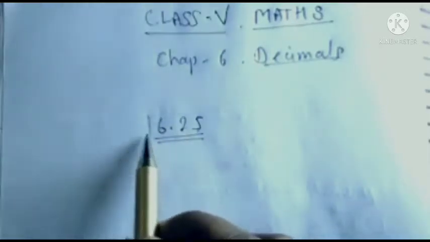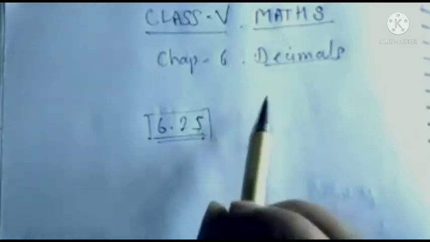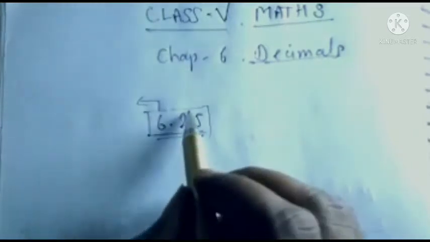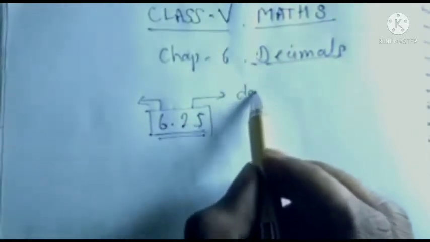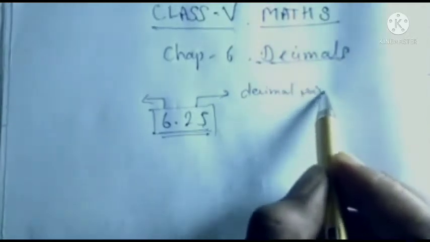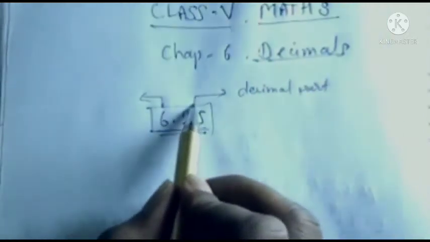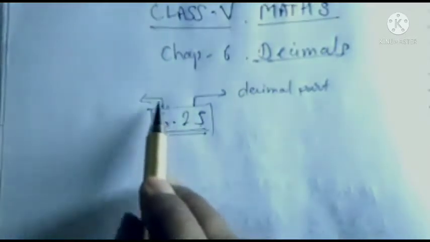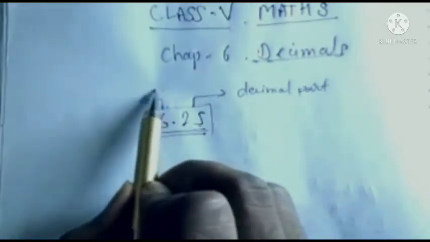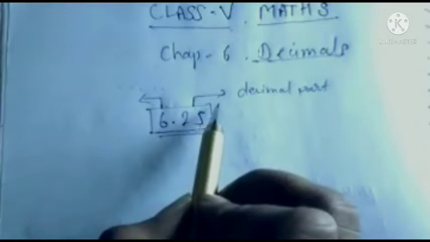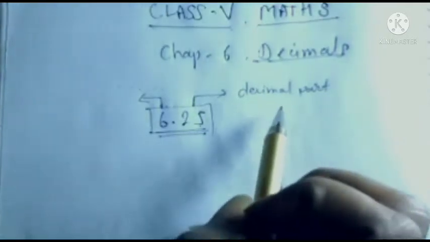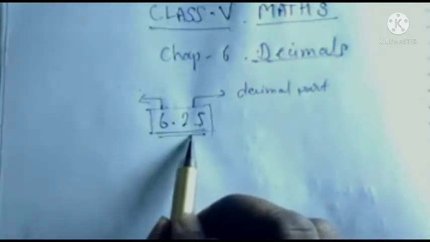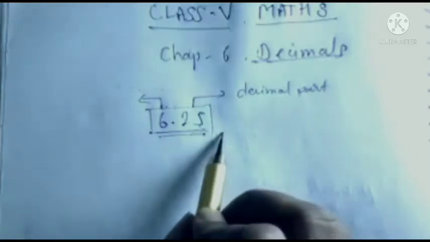6.25. This number is called a decimal number. In this number, this is called the whole number part and this is called the decimal part. In the whole number part there are ones, tens, hundreds, thousands, ten thousands. But in the decimal part there are not ones, hundreds, thousands. Here there are only tenths, hundredths, thousandths.